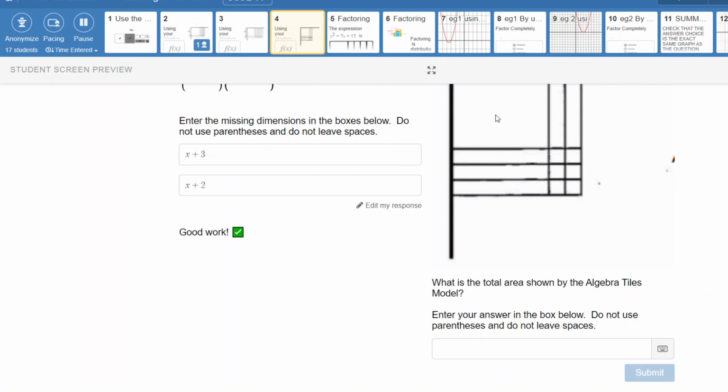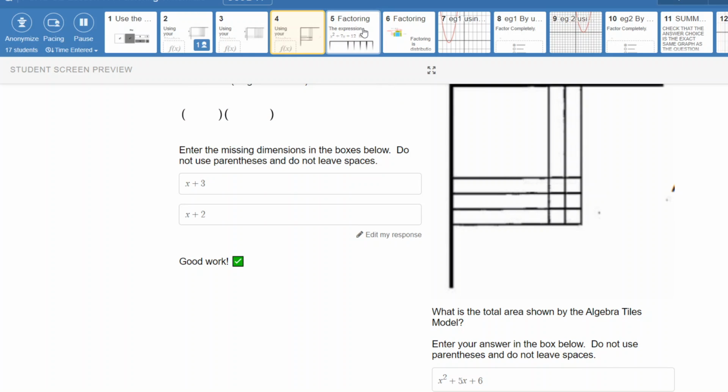And then I had to scroll down a little bit here, but you can see that there's 1 square here, so this would be x squared. If you add up all the rectangles, you can see that there's 5, so plus 5x. And I got 6 squares at the bottom here, so that would be plus 6. And let me just scroll down. Yeah, there we go. That one is good.